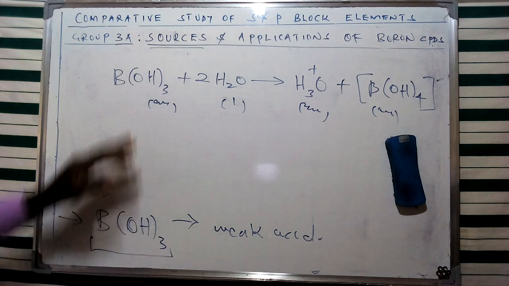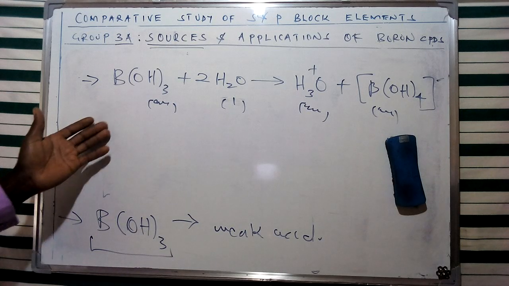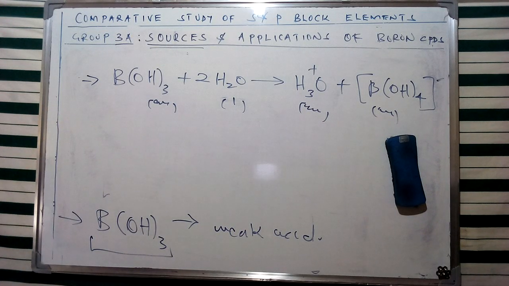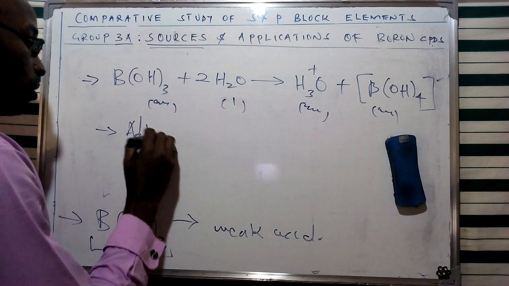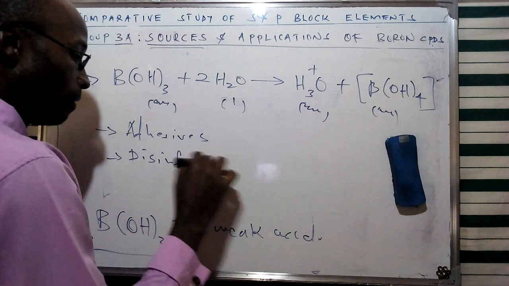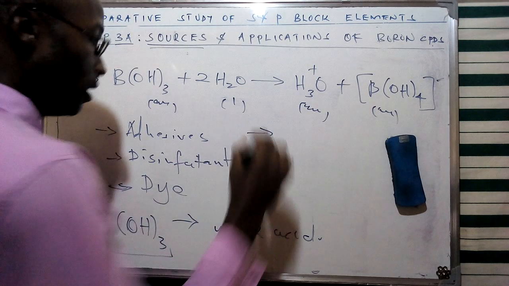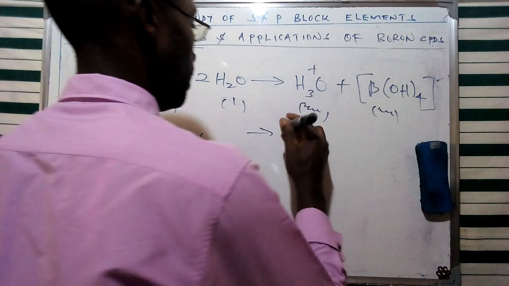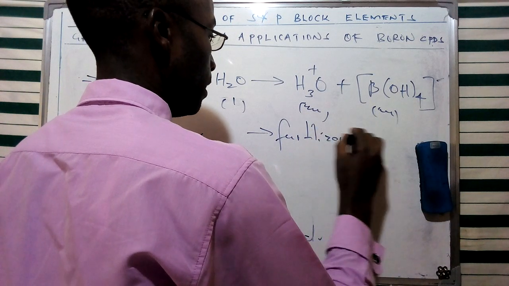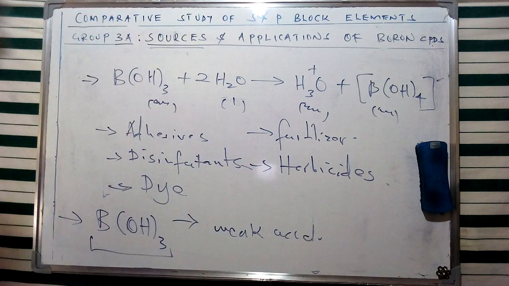This is one of the unique properties of one of the compounds of boron that we refer to as boric acid. Now, there are various other applications which we are going to come across concerning boron and its compounds, and perhaps I can just mention them. They are used in the manufacture of adhesives, disinfectants, and of course in the dye industry. Some of them are used in the manufacture of fertilizers and herbicides, among others. So these are a wide range of applications for boron and its compounds.